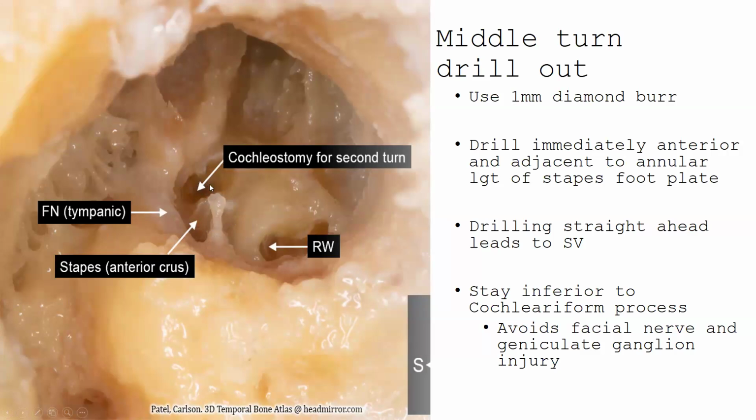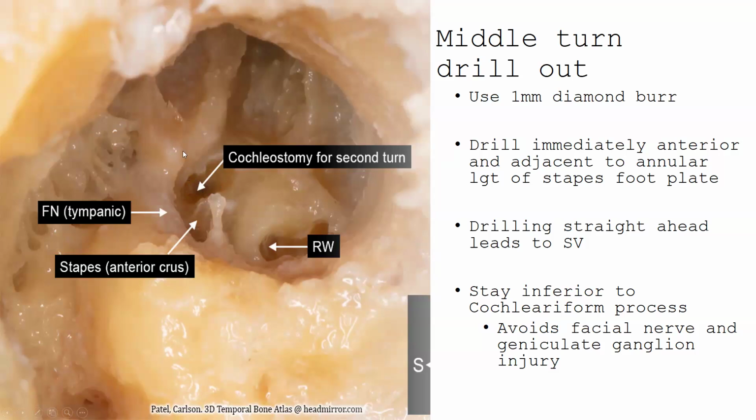So immediately at what some call the annular ligament of the stapes footplate, the anterior annular ligament of the stapes footplate, if we drill there, we should end up in the scala tympani of the basal turn. It's not a problem if we end up in the scala vestibuli of the basal turn, but once we have a patent canal, this is where we shall do the insertion of the second electrode.